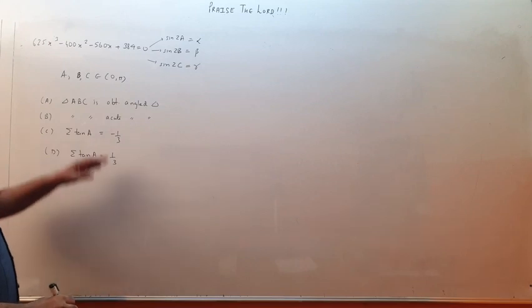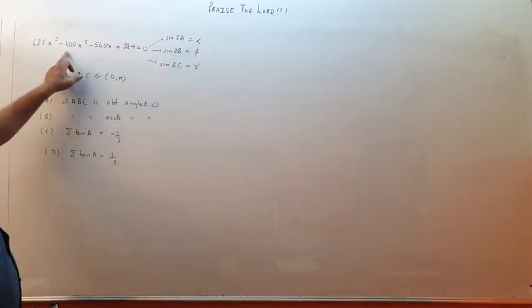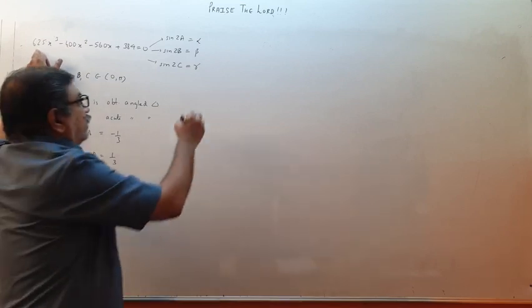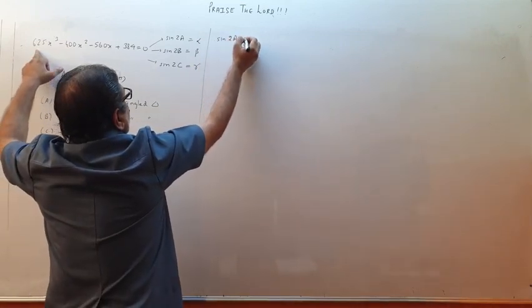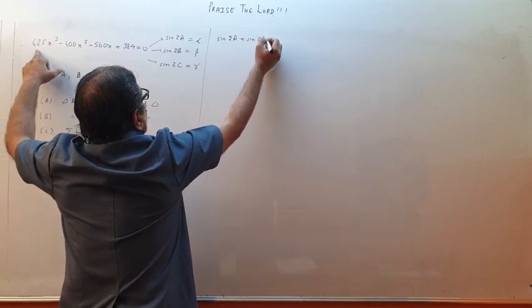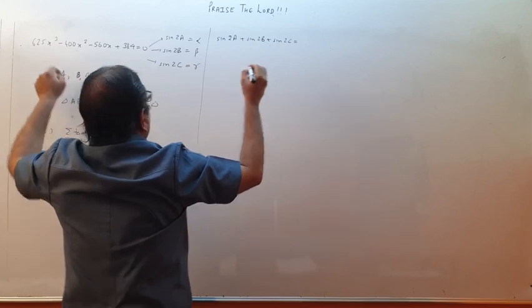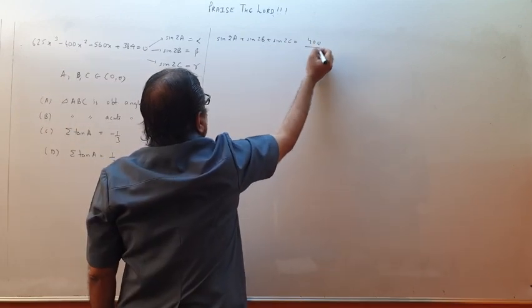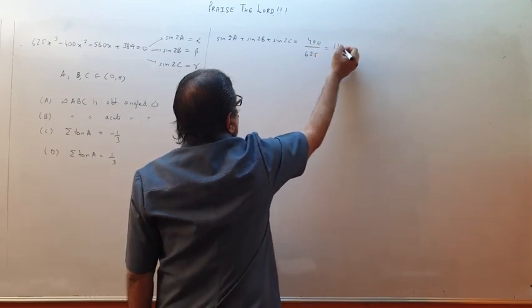See children, one thing is very clear, that sum of roots sin 2A plus sin 2B plus sin 2C will be 400 upon 625. Let us start over here. Sin 2A plus sin 2B plus sin 2C, that will be minus of minus 400, so 400 upon 625. If I cut by 25, this will be 16 upon 25.